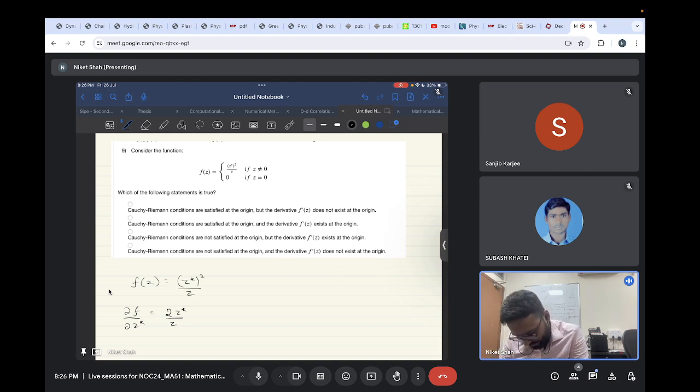Okay, wait, if z is not equal to 0, this is the function. If z equal to 0, then the function is 0. My bad. So at the origin the function value is 0.